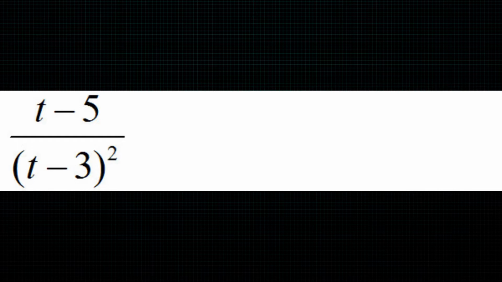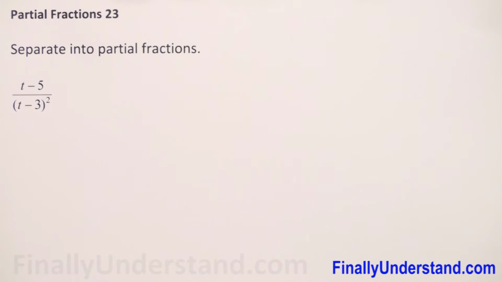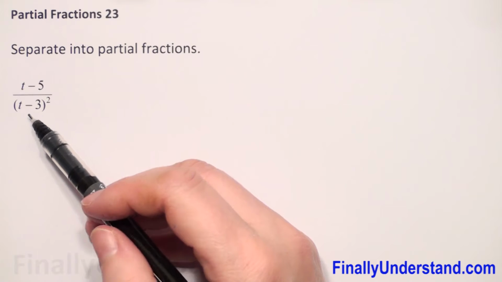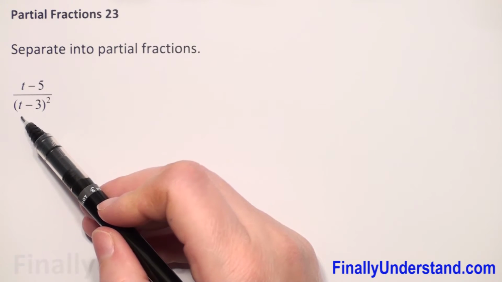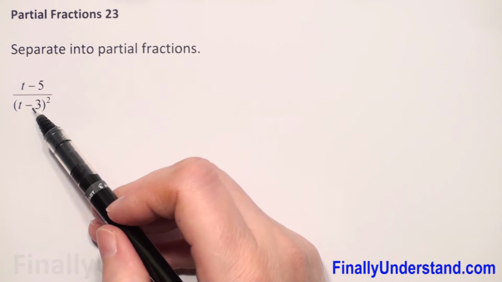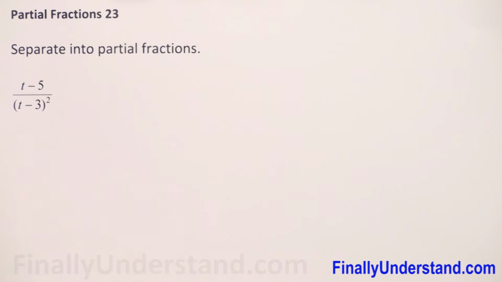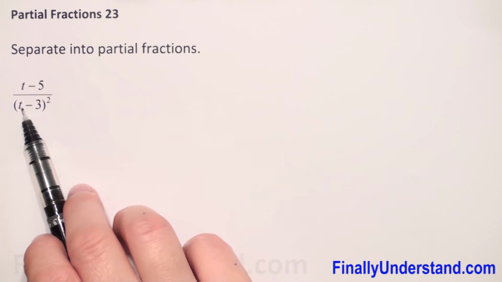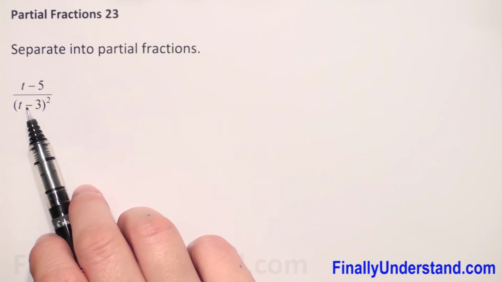We have a given rational expression and we have to rewrite this expression into partial fractions. So first we have to check the power of numerator and denominator. In this example, in the numerator we have t to the first power, and in the denominator we have t to the second power. So the power of the numerator is less than the power of the denominator. Everything is okay.